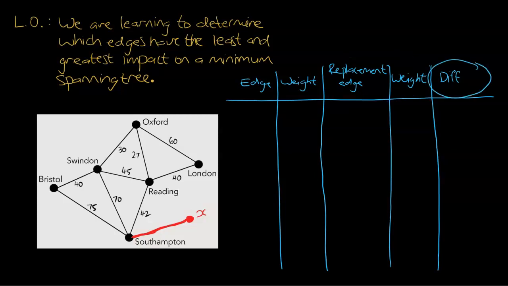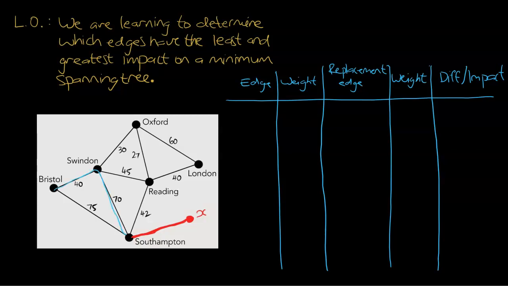And then finally, what's the difference? And I should maybe be a bit better, I should write difference/impact on the minimum spanning tree. So before we get into the table part of it, let's have a look at the diagram and work out the minimum spanning tree.